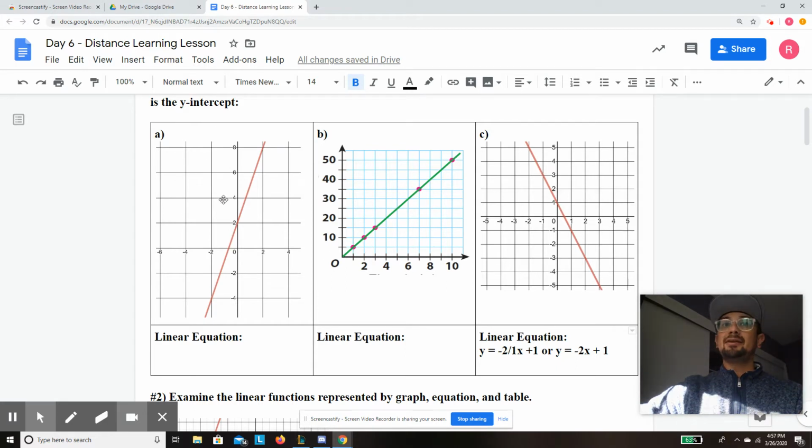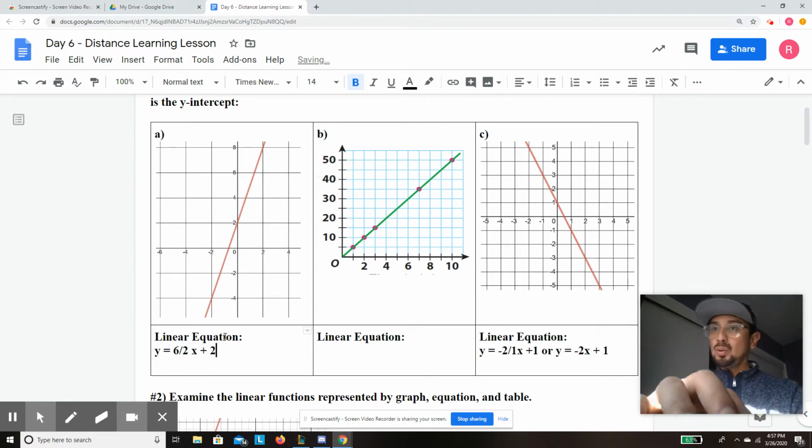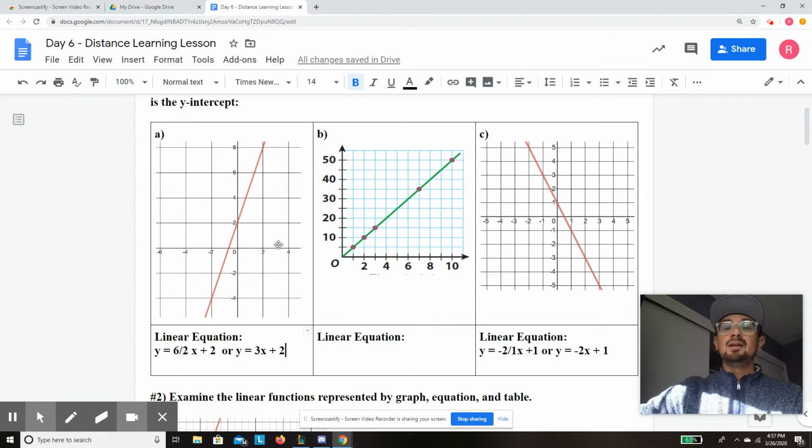So for example, letter A, if you were to put 1 over 1, that could be wrong because it actually goes up from 2 to 8, which is 6, and from 0 to 2, which is 2. So it rises 6 and it runs 2. So the slope for this one would be 6 over 2, and the y-intercept is at 2. So that's going to be y equals 3x plus 2, right? So make sure you're looking at the scale.